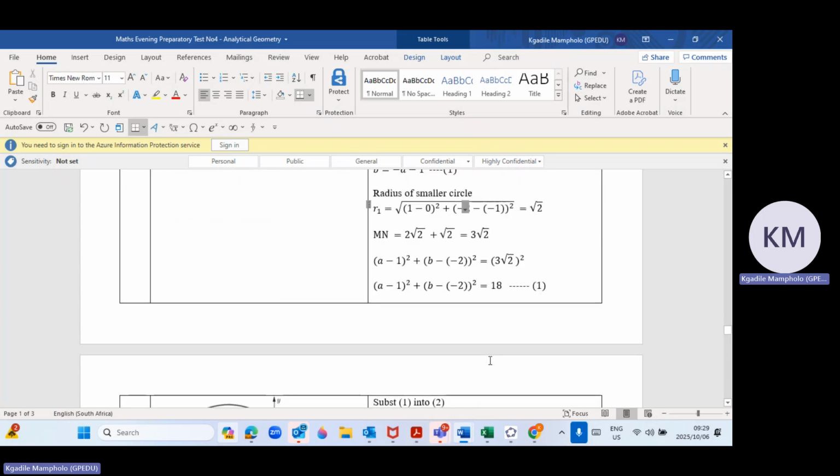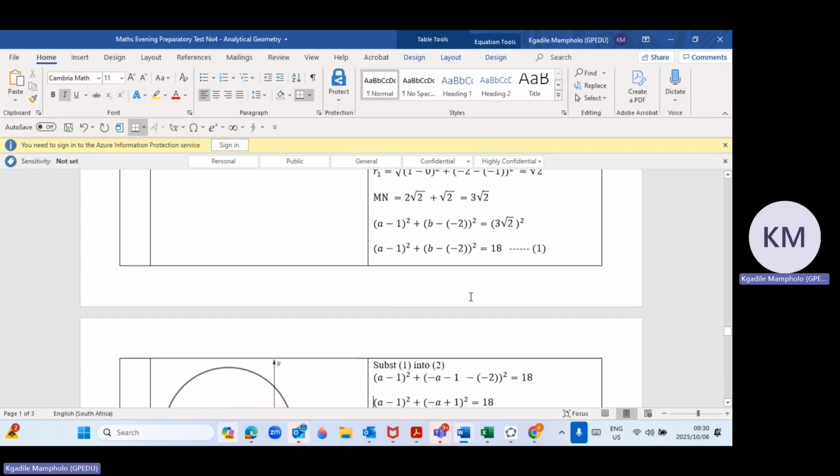Now we use the distance formula, because in this case we know the distance. Then we'll say the distance of MN is the x of M minus the x of N, which is a, then x of M is minus 1. Then y of N is b, y of M is negative 2. But that distance, we know it is 3 root 2. Then you also square it. Then from there, you simplify.